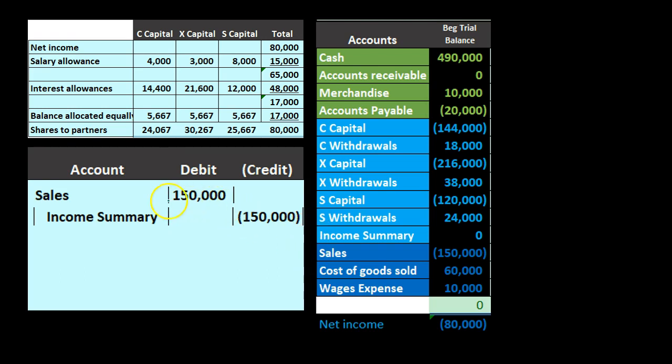So if we post this, we're going to post this sales over here, 150,000 credit. Then we're going to debit it, making it go down to 0. And then the income summary starting at 0, going up with a credit of 150,000. So we basically just closed out the sales account and moved that balance to the income summary, our holding account, our temporary account.